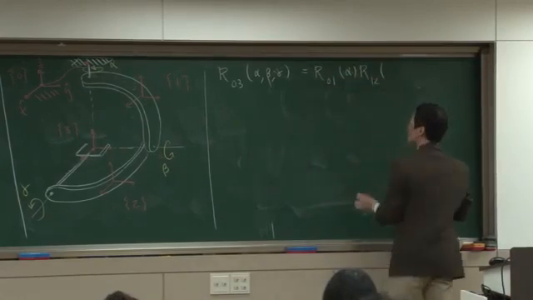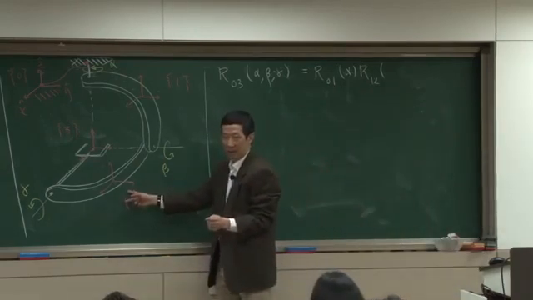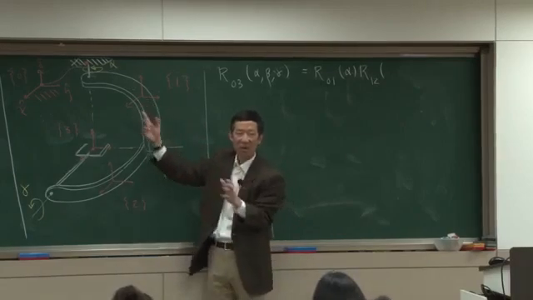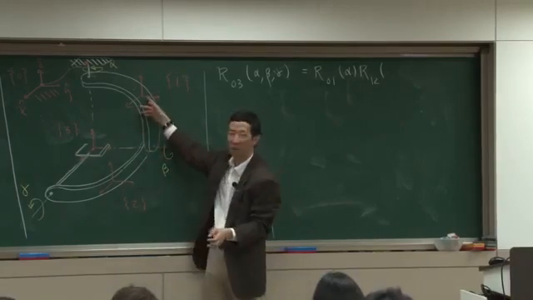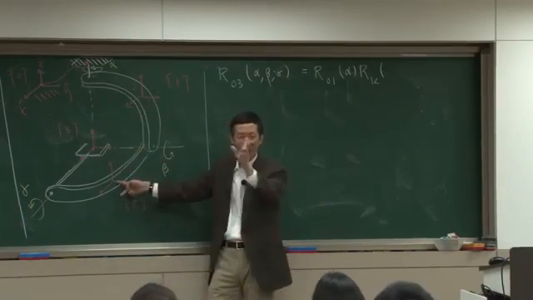Let's look at R12. R12 is frame 2 as seen from frame 1. So you're an observer. We've shrunk you down. You're standing at frame 1, observing frame 2, writing the orientation.